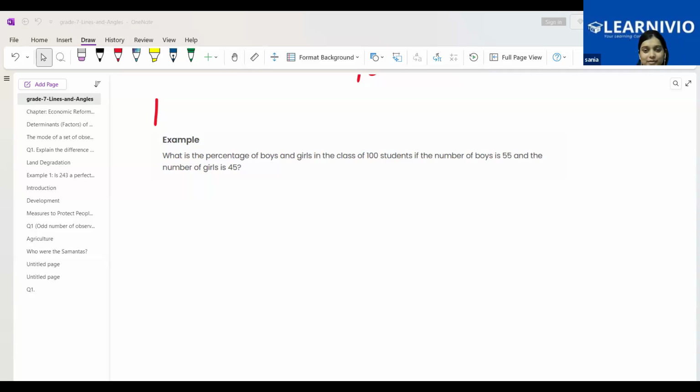Ma'am, it's out of 100, so they're directly already percentages. So the answer is directly the number of boys and girls. Ma'am, the 100 and 100 get cancelled, right? So it's going to be just the number of boys and girls. Exactly.